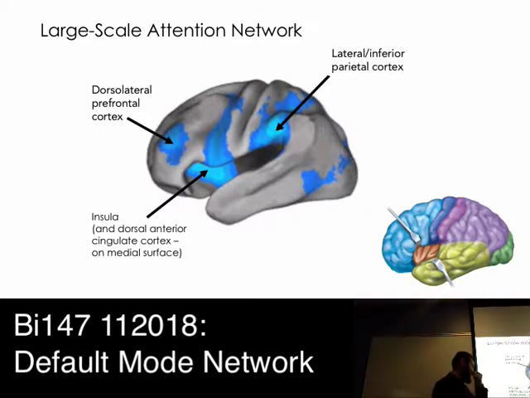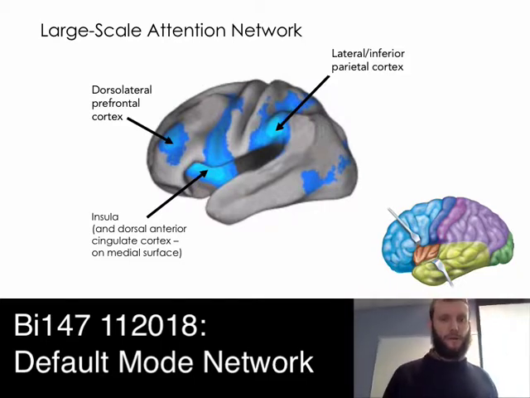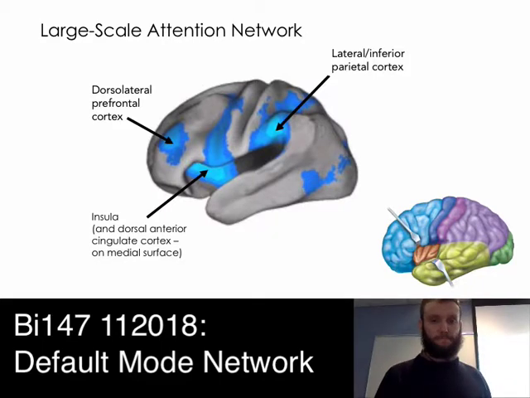Insula, also some anterior cingulate cortex. The cingulate posterior part is what we said was part of the default mode network. Anterior is part of the attention network. The dorsolateral prefrontal cortex, so on the sort of back and lateral side of the forebrain, and the lateral inferior parietal cortex. These are some regions that are part of this large-scale distributed attention network.